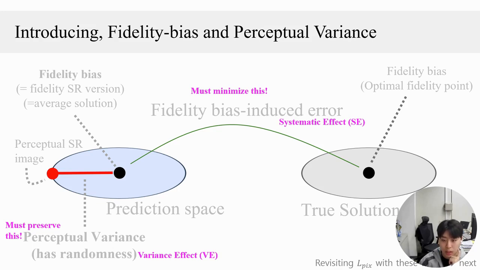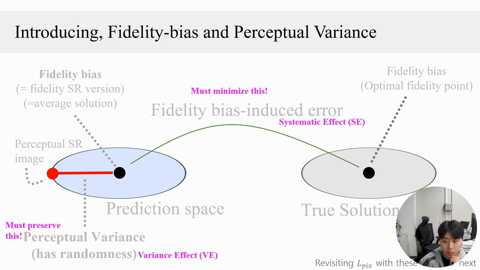Now, given a certain level of perceptual quality, we should aim to minimize the fidelity bias-induced error to improve fidelity. In other words, we want to simply align the blue and gray circles. Importantly, minimizing this error does not affect perceptual variance. It only provides improved fidelity without harming realism. This means that we can reduce per pixel error while maintaining perceptual quality if we only minimize fidelity bias-induced error.